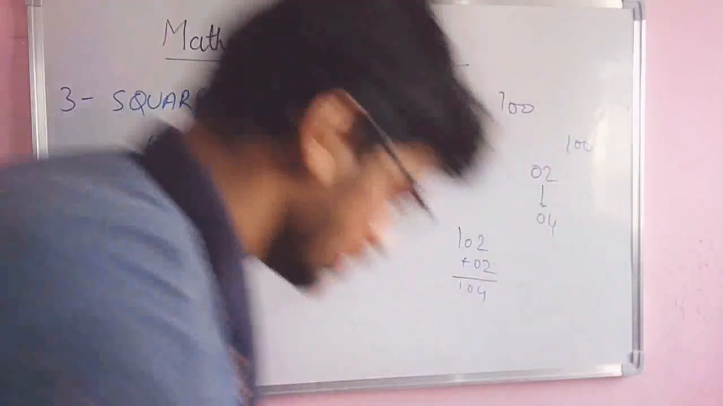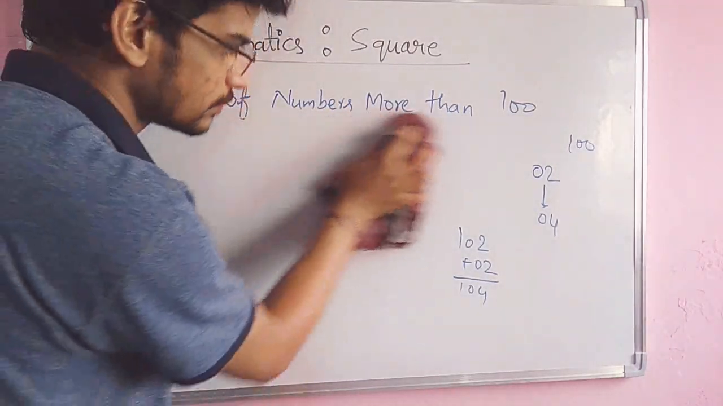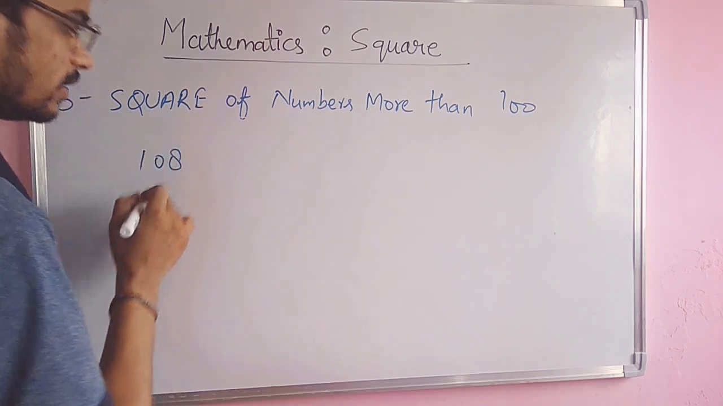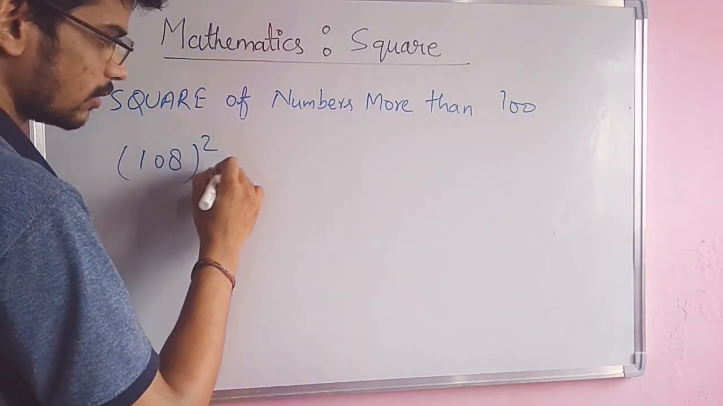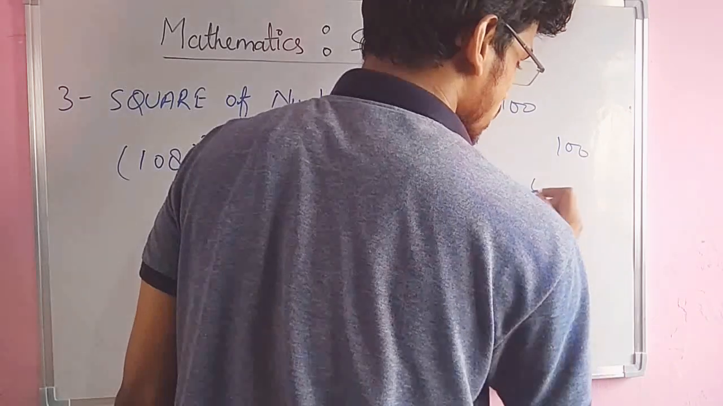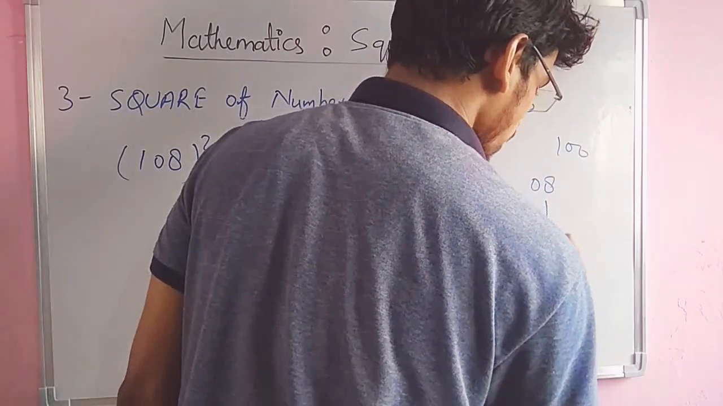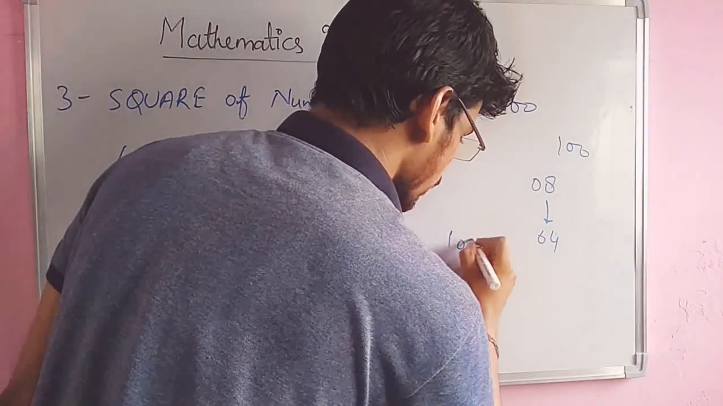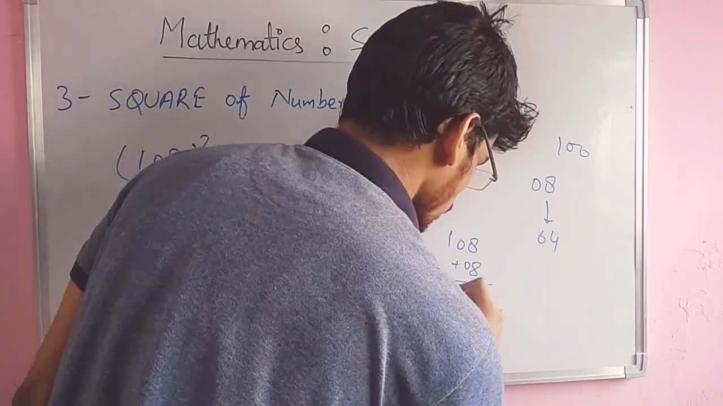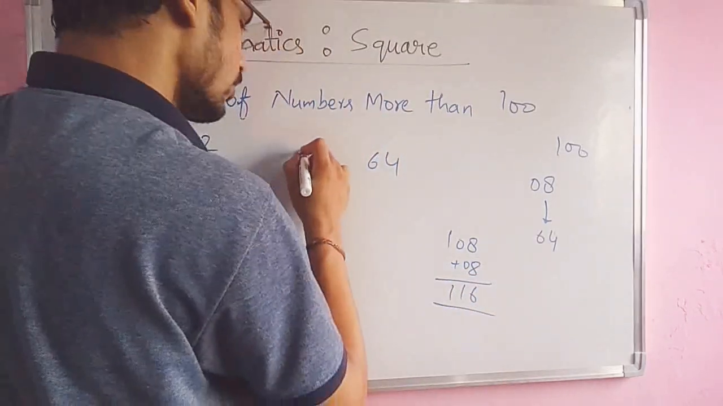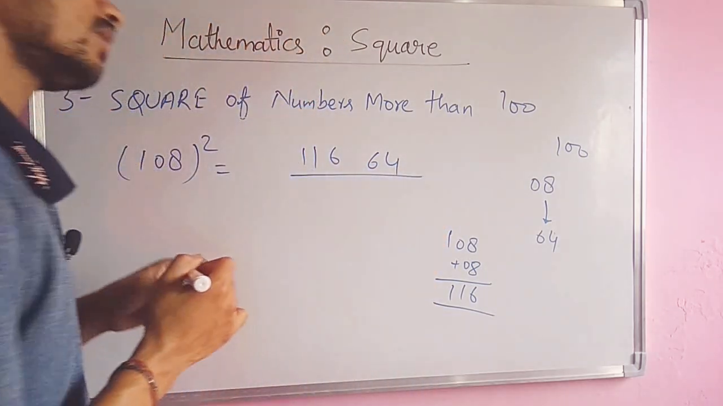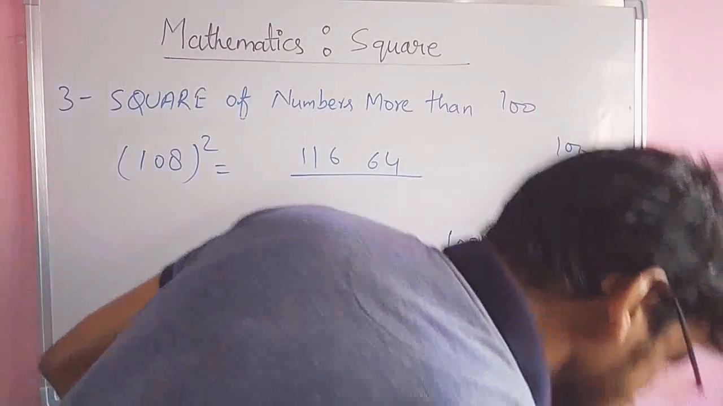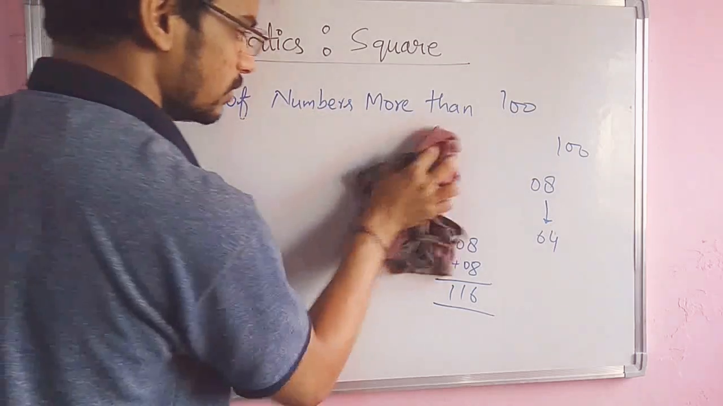Next, if you want to calculate the square of 108, how much is it greater than 100? It's greater than 100 by 8. Calculate the square, 64. Move down 64. Now 108 plus 08, 116. Note down each value and combine all these values. 11664 is the square of what? 108.